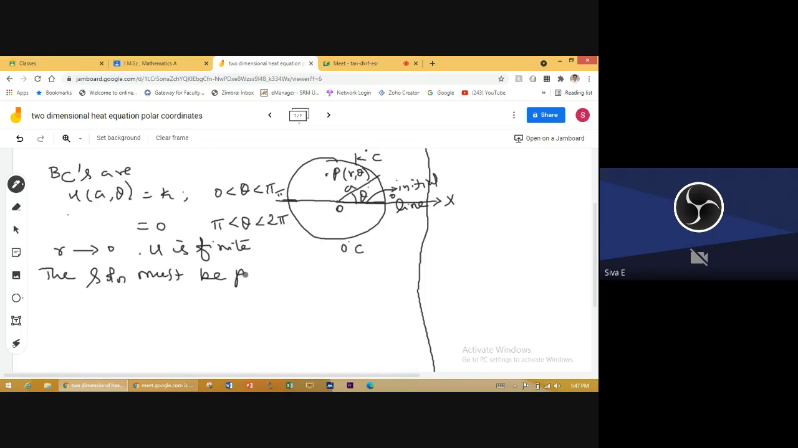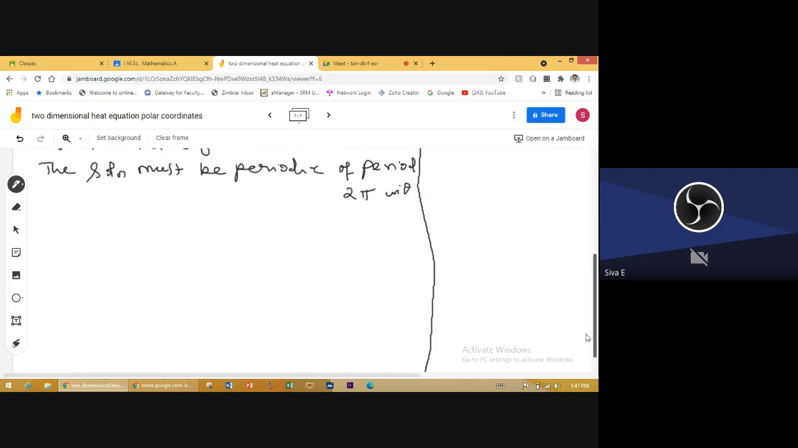Must be periodic. So what is the period here? Period is 2 pi in theta. What is the temperature function u of r comma theta?